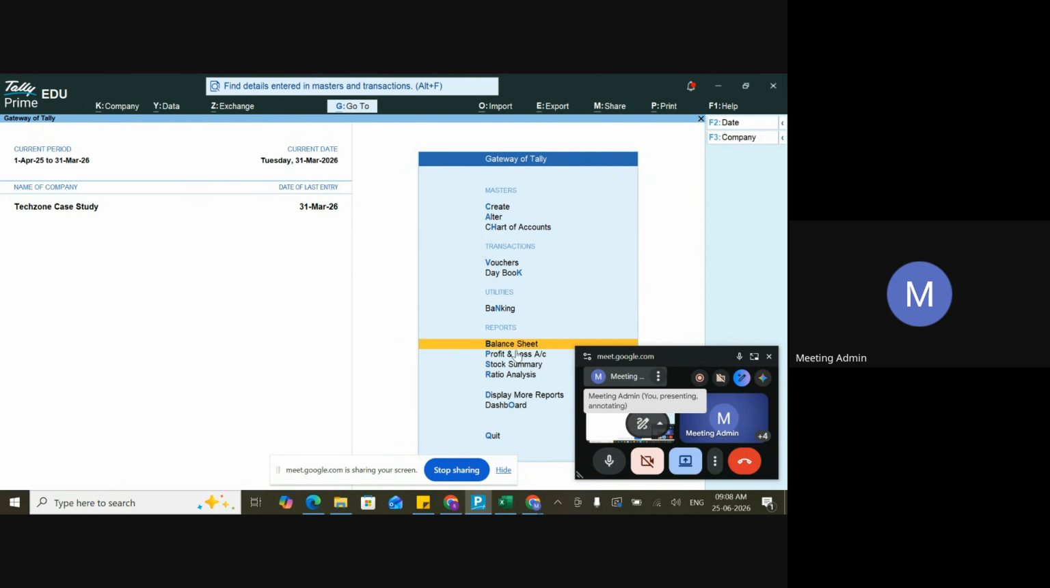So here first we have to do the entry of PF. For that, go to Gateway of Tally. Open the Tally, guys. Open your system, because you may have observed that in Tech Zone Private Limited I used to teach you every entry. But today I am teaching you in Tech Zone's case study. It is different, right? Because here we are going to do the set of entries. There I just showed you how to do this. So just open Tally, guys. Once you open, please let me know.